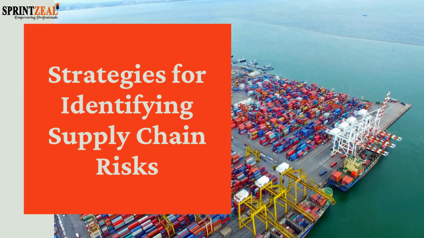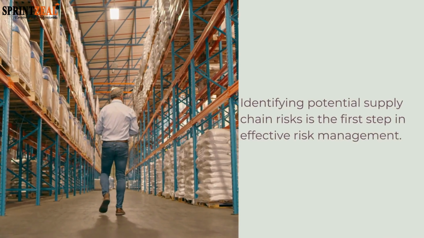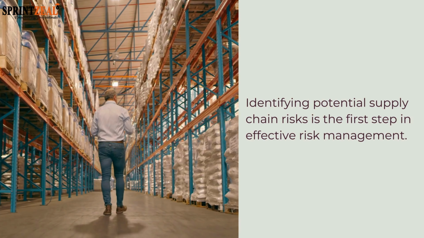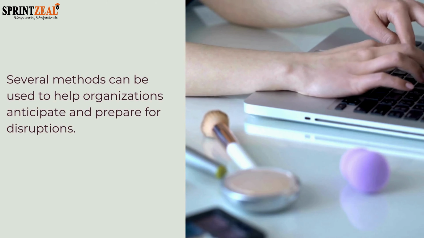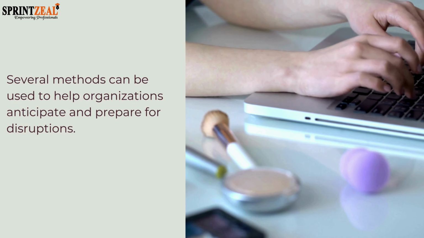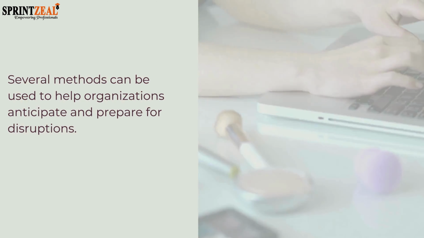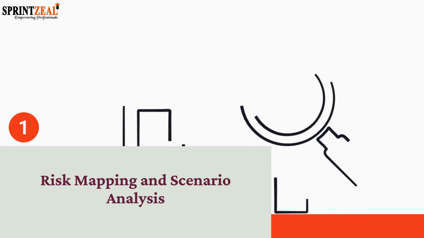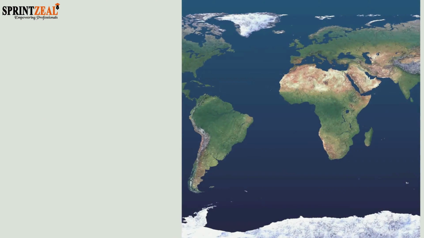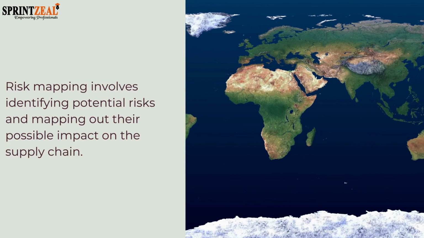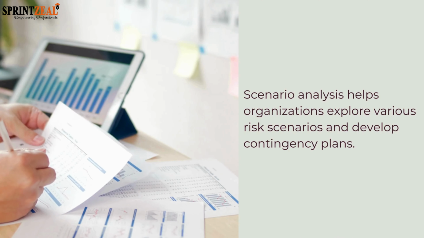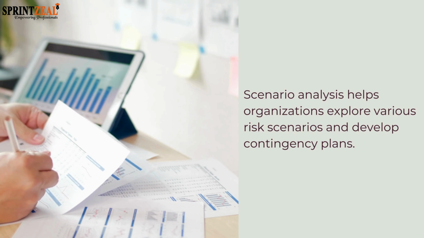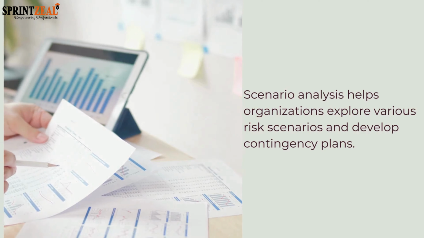Strategies for identifying supply chain risks. Identifying potential supply chain risks is the first step in effective risk management. Several methods can be used to help organizations anticipate and prepare for disruptions. 1. Risk mapping and scenario analysis. Risk mapping involves identifying potential risks and mapping out their possible impact on the supply chain. Scenario analysis helps organizations explore various risk scenarios and develop contingency plans.